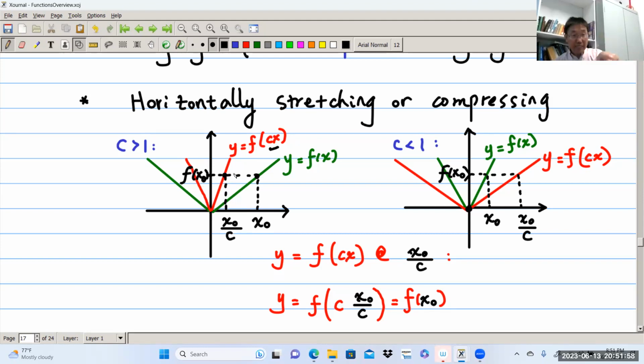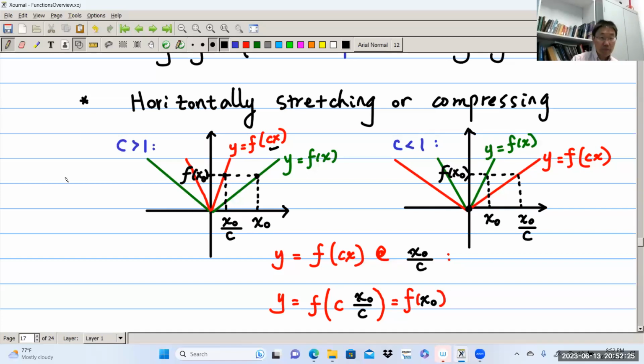So in this case, when c is bigger than 1, you have a curve here, you replace x by cx, then you compress that curve toward the y-axis. Because I can use a smaller x value to achieve the same output. For example, suppose that f of 2 equals 1. Now, if I have f of 2x, I just use x equals 1 to get a 1 now, right? Do you agree?